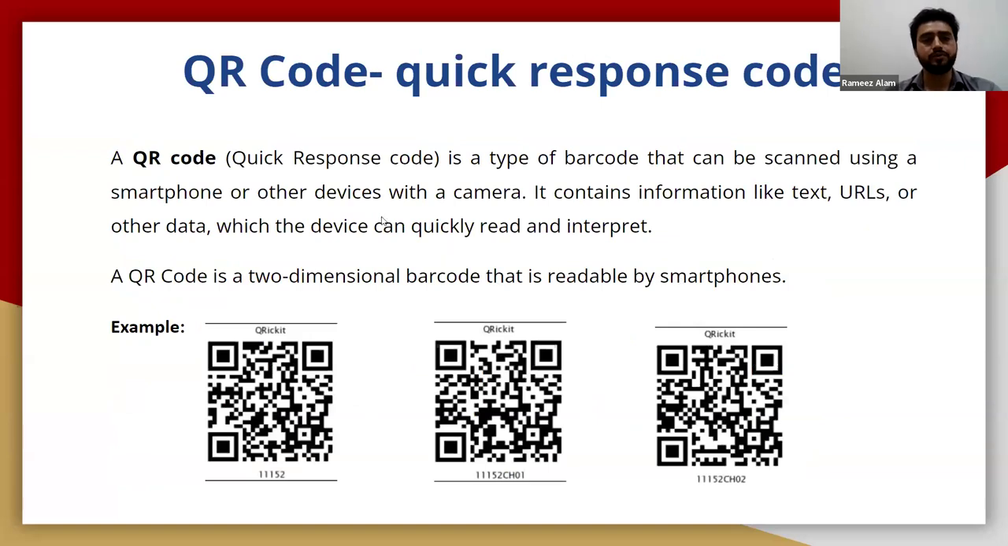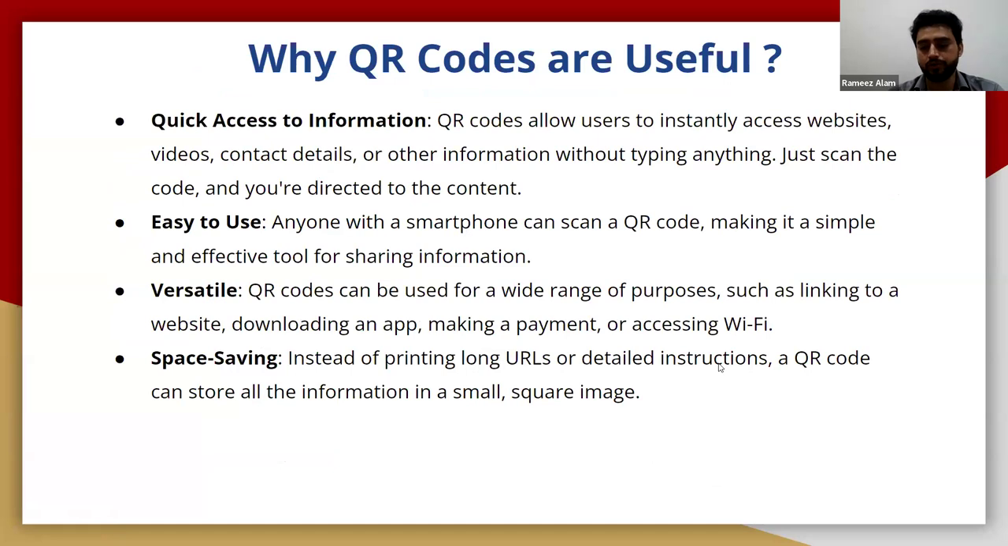Now, QR code. A QR code is a type of barcode that can be scanned using a smartphone or other device with a camera. It contains information like text, a URL, or other data, which the device can quickly read and interpret. A QR code is a two-dimensional barcode that is readable by smartphones. QR stands for quick response. Here is an example of a QR code.